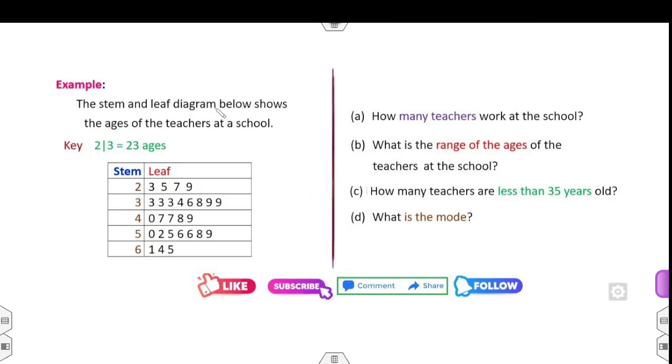Next example: the stem and leaf table of the ages of the teachers is given below. How many teachers work at the school? Find the range, how many teachers are less than 35, and what is the mode of the information. Very simple. How many teachers work at the school? I can count the number of the leaves.